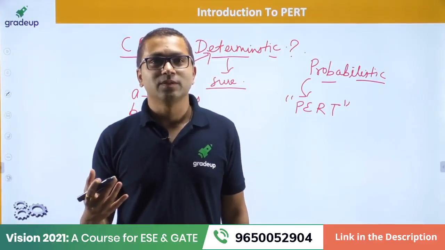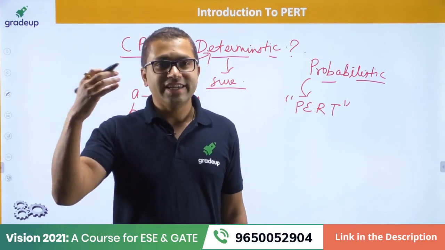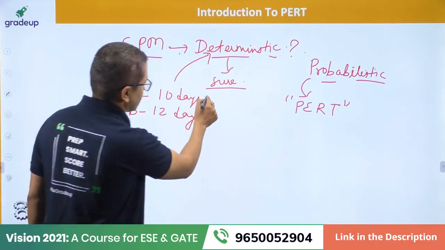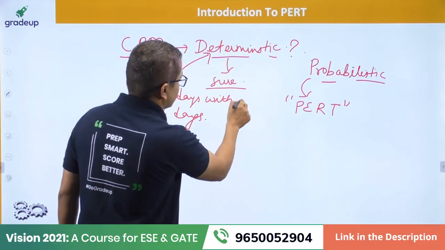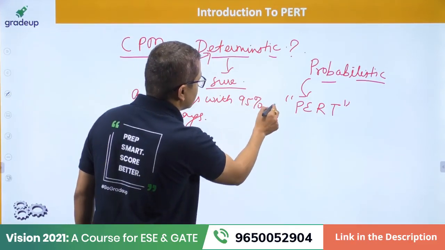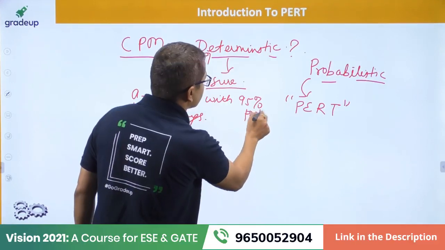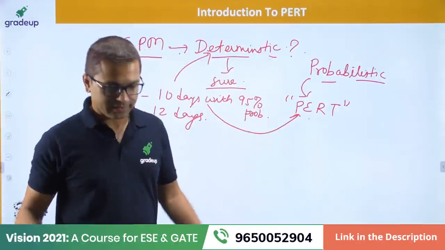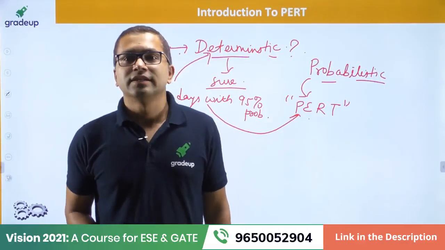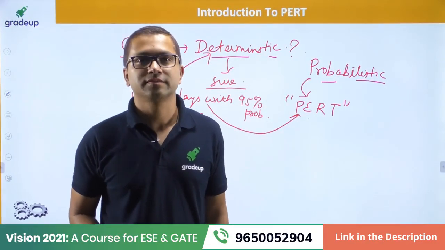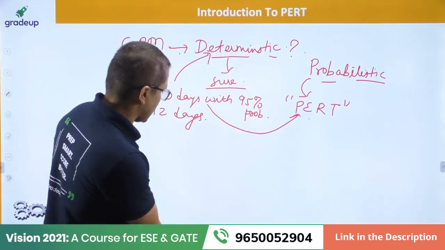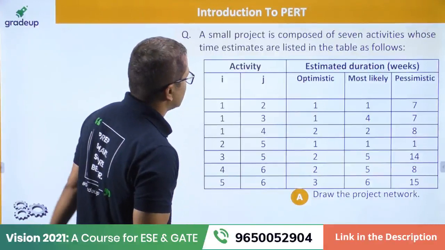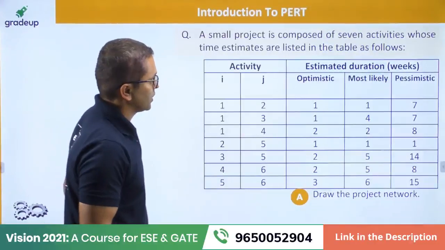That activity A can be done in 10 days with, let's say, 95% probability. This is what we say in PERT. Now I have given you the context of what is PERT and what is CPM.